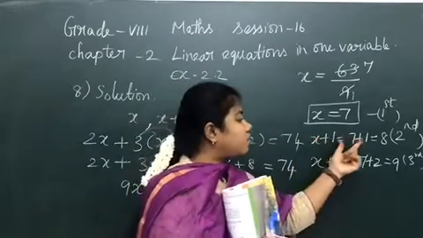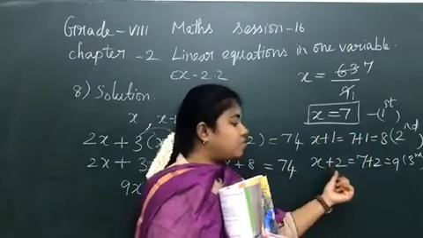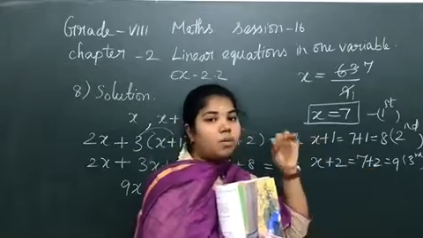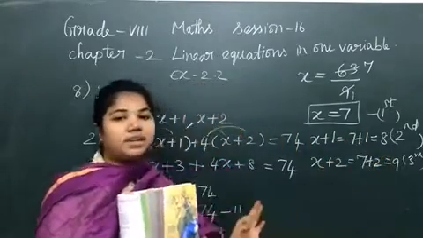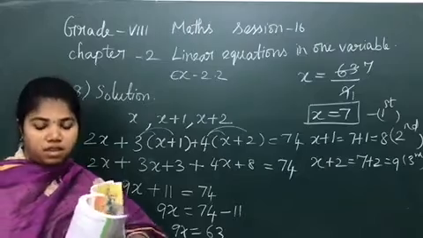So x plus 1 is equal to 7 plus 1, which is equal to 8. x plus 2 is equal to 7 plus 2, which is equal to 9. So my 3 numbers are 7, 8 and 9. Can you understand this sum? Yes? Okay.